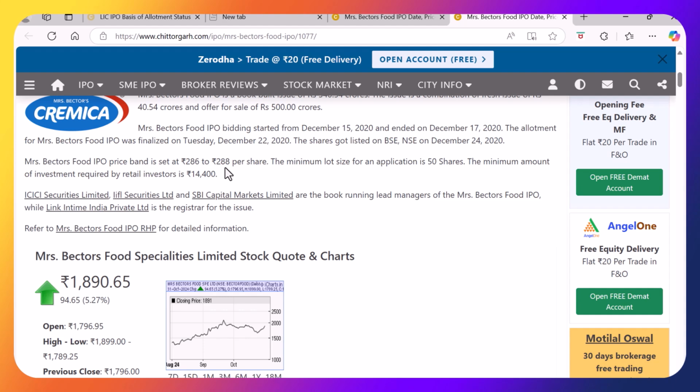14,400, sir. So the minimum investment would be 14,400, which is basically the upper band multiplied by the minimum lot size. Good. So who are the, read further, Nidhi, after this 14,400, what is written?